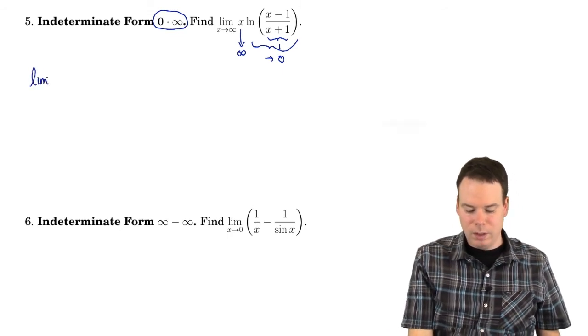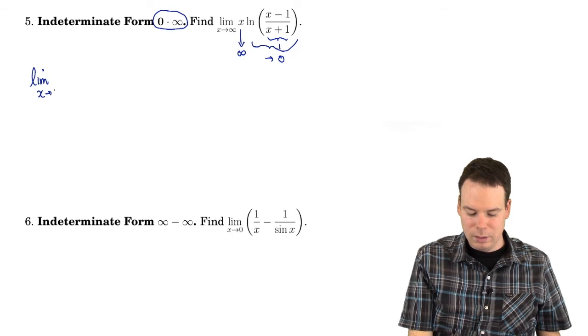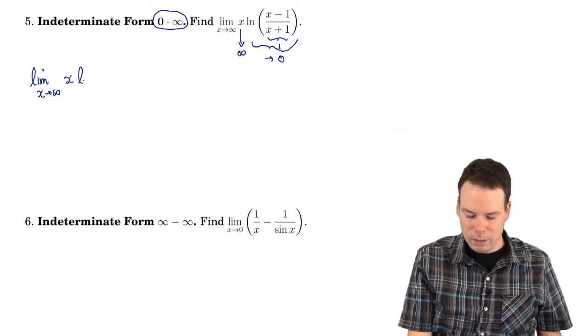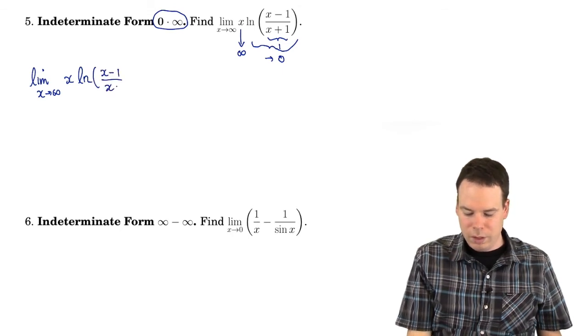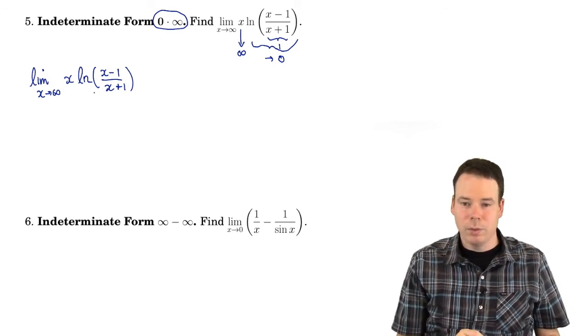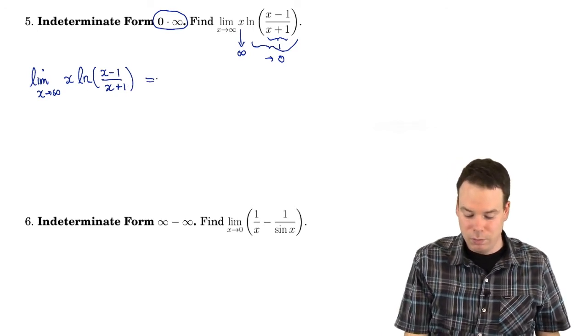But you might observe that L'Hopital's Rule doesn't apply directly in this case. It's not of type 0 over 0 or infinity over infinity. It's of type 0 times infinity. So what we're going to have to do is try to maybe rework it so it is of type 0 over 0 or infinity over infinity.